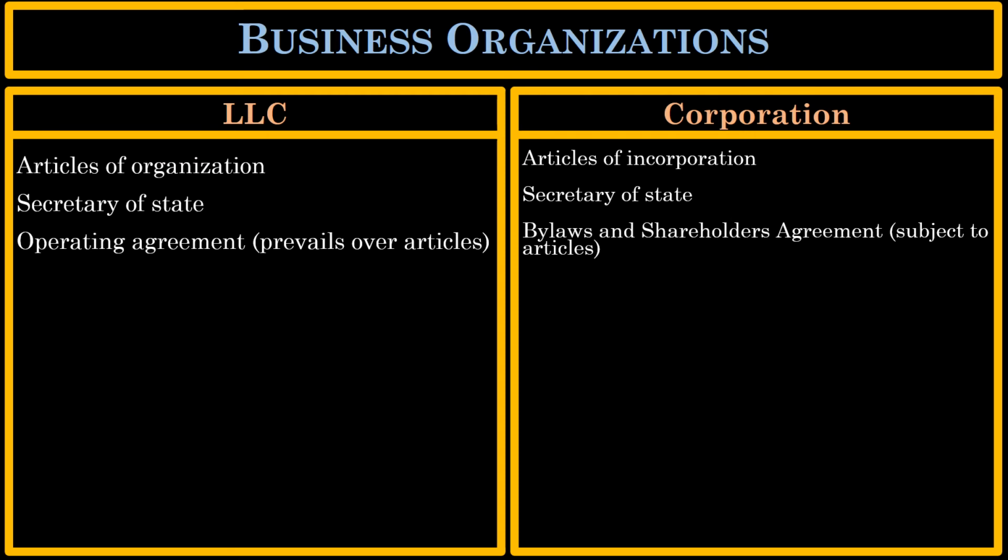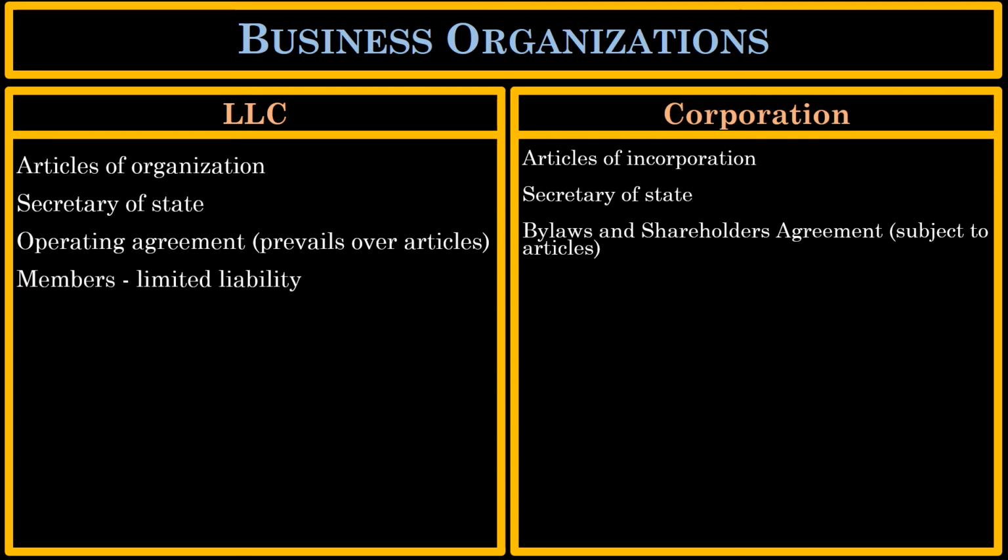With a corporation, you have bylaws, and normally you will have a shareholders agreement, but the articles of incorporation control. So if there is some sort of conflict between what is in the articles of incorporation and the bylaws, the articles prevail. If there is a conflict between what is in the shareholders agreement and what is in the articles of incorporation, the articles of incorporation prevail.